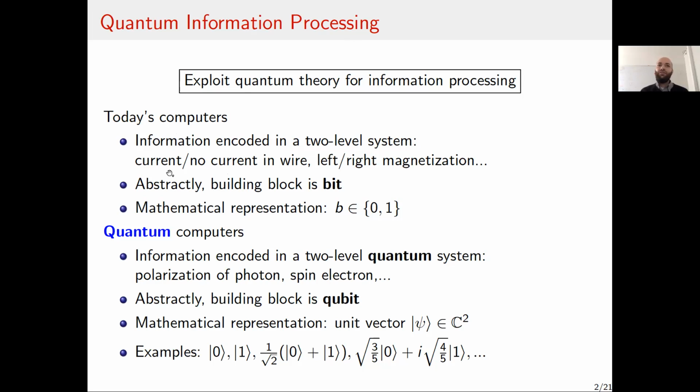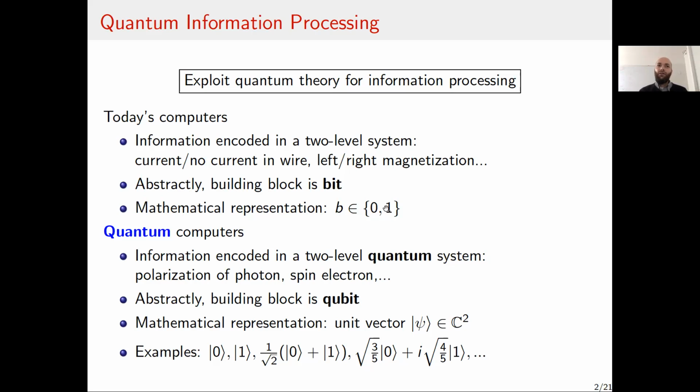This could have multiple physical realizations. For example, there could be current or no current in a wire. It could be the direction of magnetization, as in hard disks. But really, we tend not to think about the physical way in which we store information; we abstractly think of this building block as a bit. So our classical computer is composed of a bunch of bits, and we represent it mathematically by just a bit b, which takes two values, which we represent by 0 or 1.